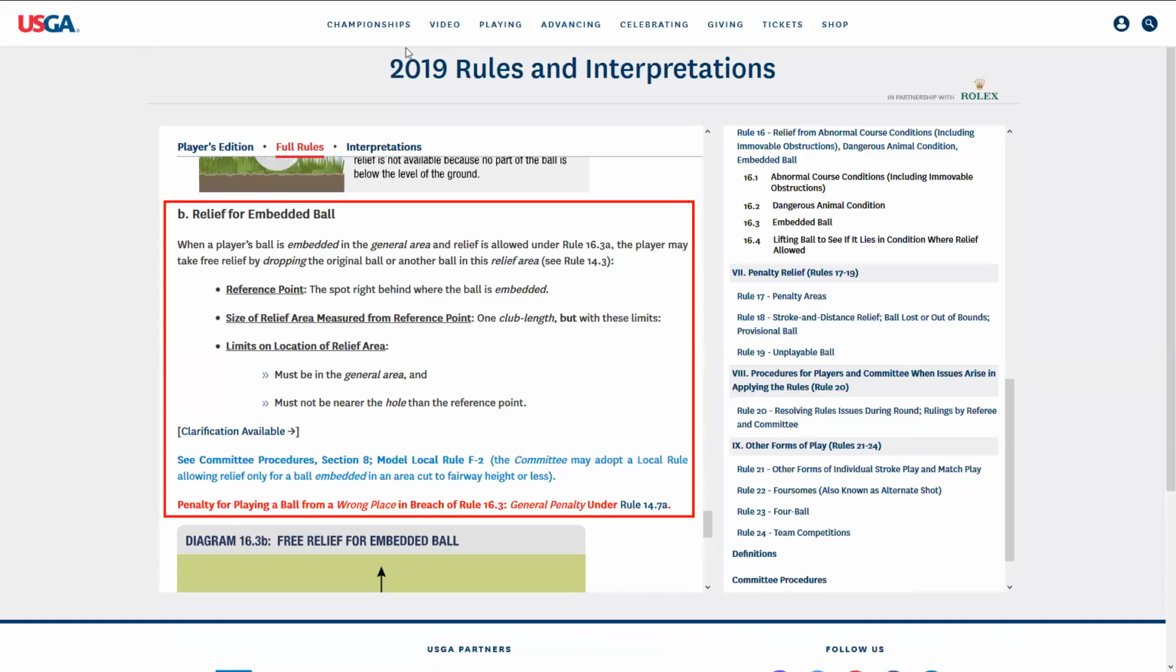And since you're going to drop it in a relief area, we have to find out what the relief area is. So you find your reference point, the nearest spot, or the spot directly behind it. The size, always going to be 1 club length unless it's lateral penalty relief. And then the limitation, it must be in the general area. So in that diagram, the person finds the spot right behind where the ball is embedded. He then measures his 1 club length and drops it in that area.